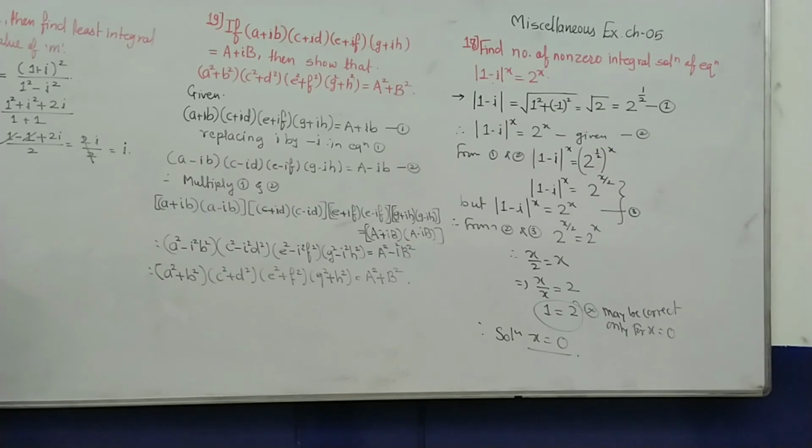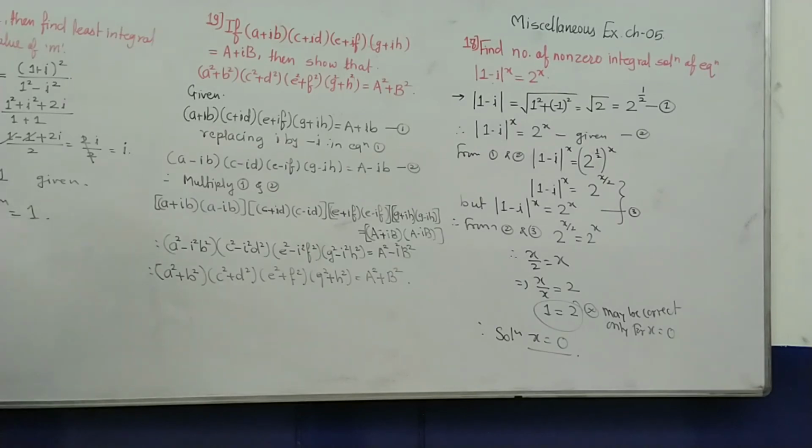Okay, therefore (1 plus i) upon (1 minus i), raised to m, is equal to 1. This is what is given. But what we got, this value is equal to what? i. So simply what we can do, therefore (1 plus i) upon (1 minus i) raised to m is nothing but i raised to m is nothing but 1.